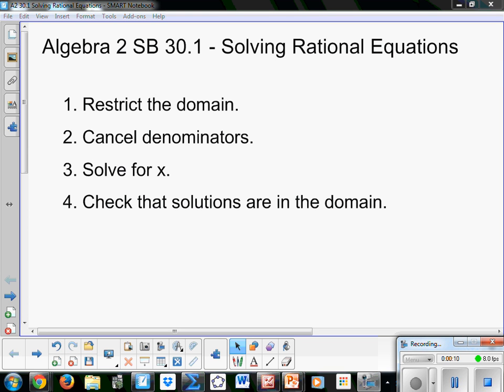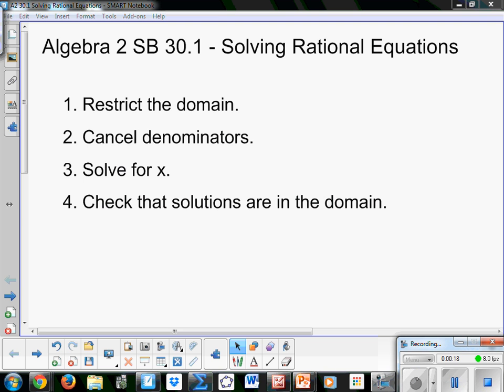And this video is on Lesson 30.1 on solving rational equations. So we're looking at another basic process. We've been dealing with rational expressions a lot, multiplying and dividing, adding and subtracting. So now we're going to put those all into an equation and deal with them that way.